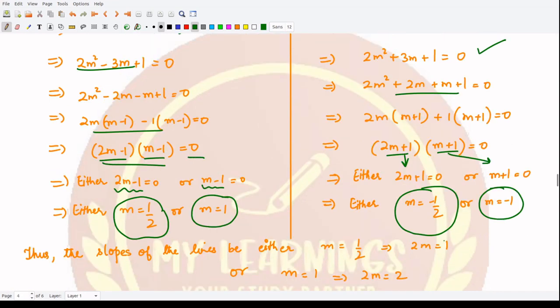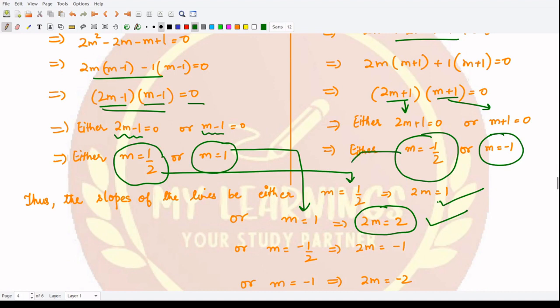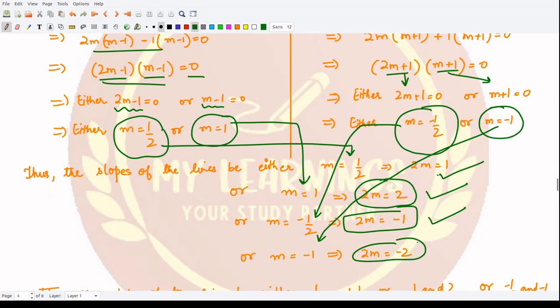So, when the value of m is equal to 1/2, the slope of the first line is 1/2, and the slope of the second line, which is double the slope of the first line, is 1. When we take the second case, the slope of the first line to be 1, then the slope of the second line, which is twice the slope of the first line, is 2. When you take m is equal to minus half, the slope of the second line comes out to be minus 1. And in the fourth case, when you take m is equal to minus 1, you get the slope of the second line as minus 2.